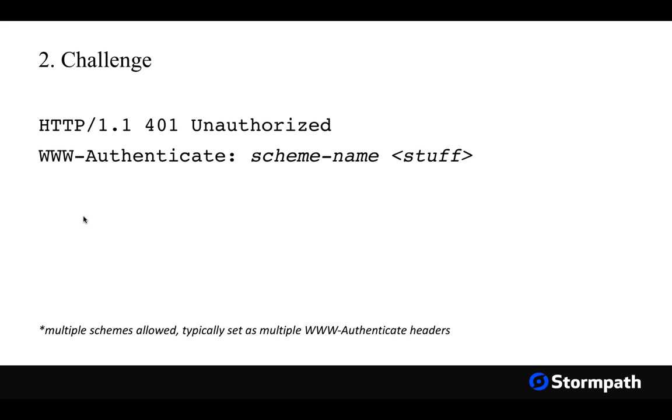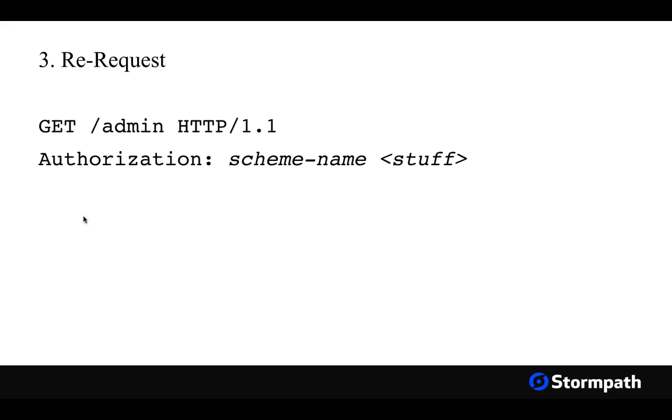So pluggable schemes are supported just by referencing different scheme names. So this is the challenge. This is step two. The server responds with this particular challenge, and then the client can say, "Oh, okay, I know you're looking for that particular scheme, so I'm going to re-request that route. I'm going to now specify the admin route. I want to do a GET, and I'm going to present the authorization header followed by the scheme name that the server understands, followed by some stuff that the server understands for that particular authentication scheme."